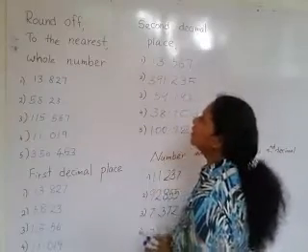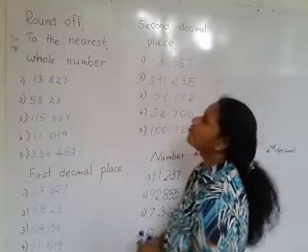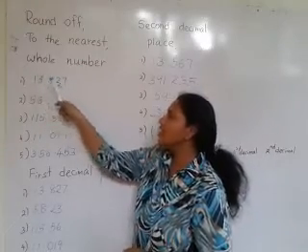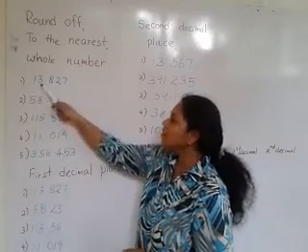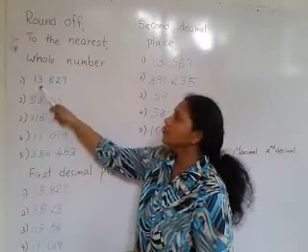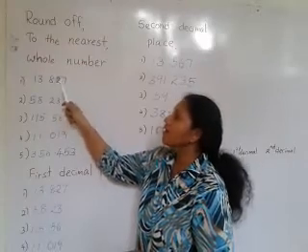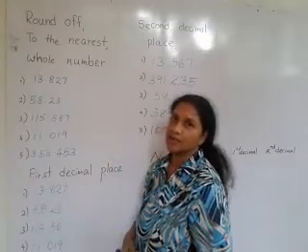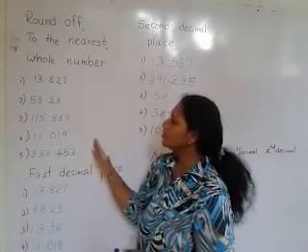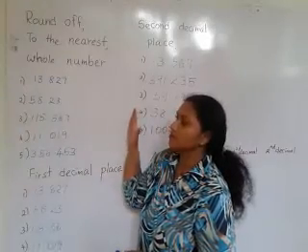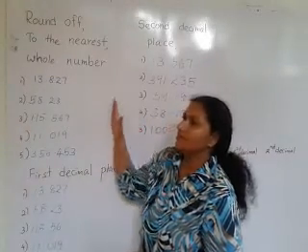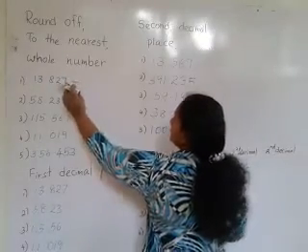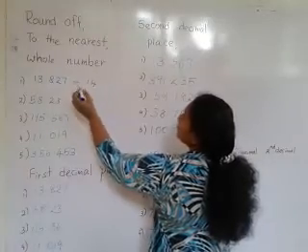Okay. Now, 13.827, we are going to round off to the whole number. We know the whole number is 13. So, 13.8 is between 13 and 14. In which number is it closer, 13 or 14? 13.8 is closer to 14.